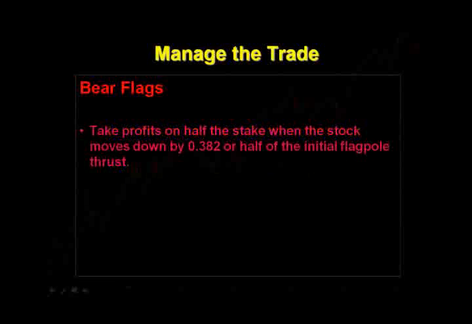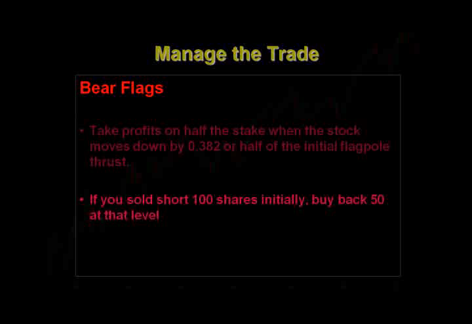So let's look now at how we would manage a bear flag. Well, we take profits on half of the stake when the stock moves down by 0.382 of the initial flagpole thrust. So in practical terms, what that means is if we sold short 100 shares initially, what we would then do is buy back 50 shares at the first profit target.